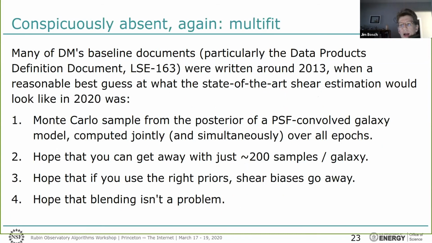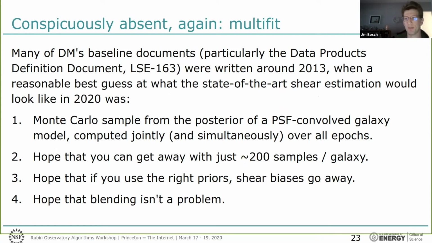All right. At the end here, I'd like to talk a little bit about what we'd originally planned and why it's not what we currently plan to do. Many of DM's baseline documents were written around 2013. That makes sense. That's about when we went through FDR and started construction. And back then, a reasonable guess at what the state-of-the-art shear estimation would look like in 2020 was that you would Monte Carlo sample from the posterior of a PSF convolved galaxy model, computed jointly and simultaneously over all epochs.